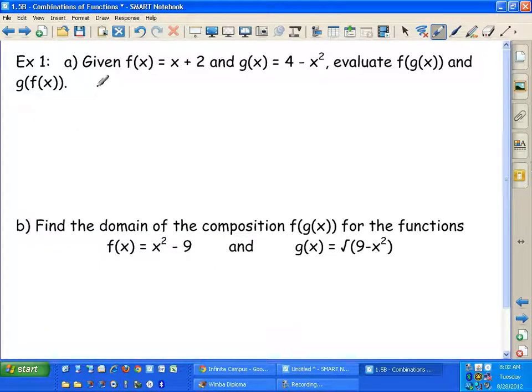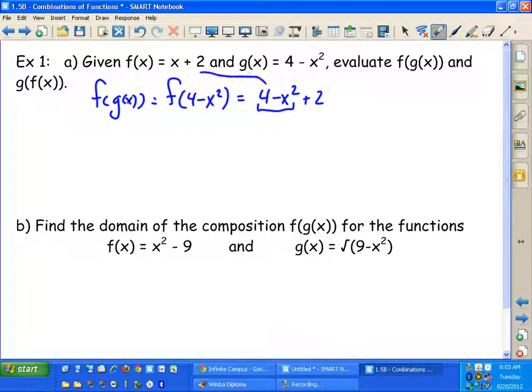We'll start with f of g of x, and just like before, I'm going to write this as f of, well, g of x is really 4 minus x squared, so that means that I'm going to replace all my x's in f of x with 4 minus x squared. So that gives me 4 minus x squared plus 2, because this was my x value in my function up there, and since I was replacing all my x's with 4 minus x squared, that's what I get.